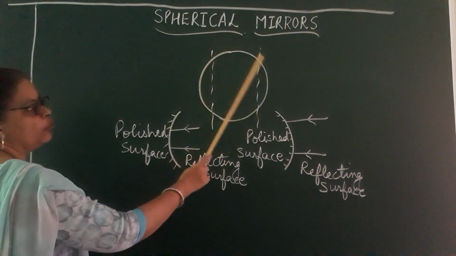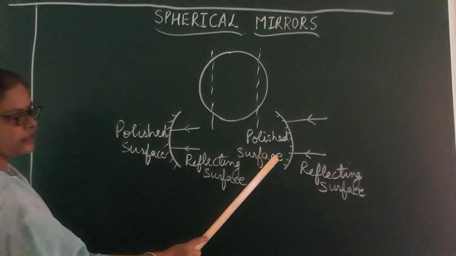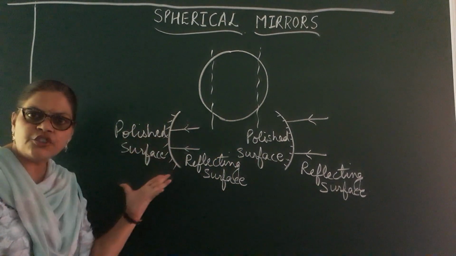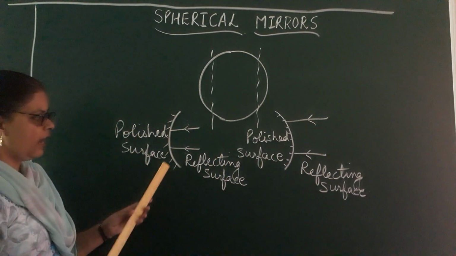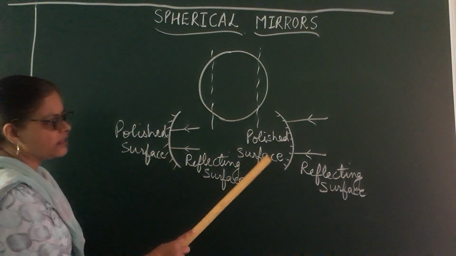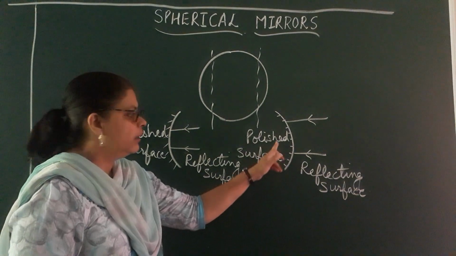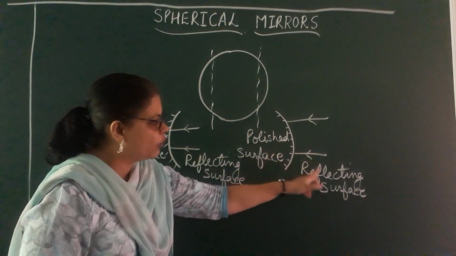So, once again, this is a hollow glass sphere. I have cut out the two edges. This is one edge, this is the other edge. I decide to polish the outer side, that is the bulged surface of the sphere, and the inner is reflecting. And in this case, I decide to polish the inner curve of the glass surface, and the outer one is reflecting.